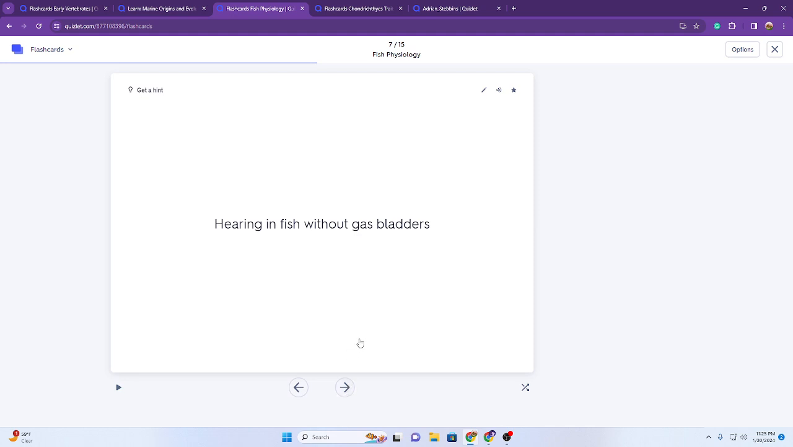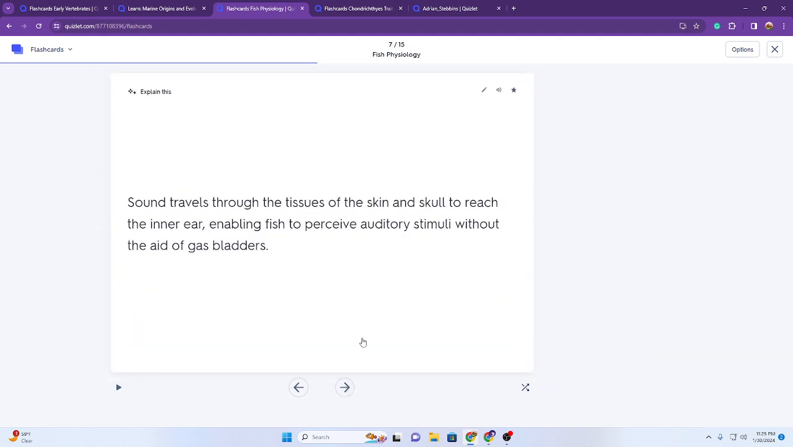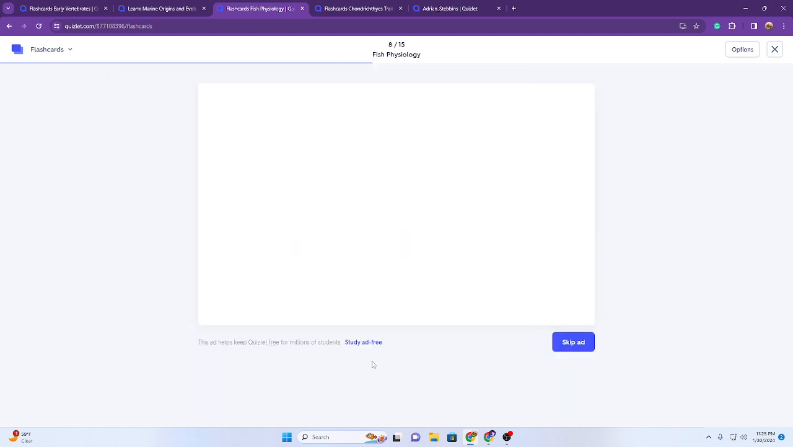Now, hearing in fish without gas bladders is interesting. Sound travels through the tissue of the skin and the skull to reach the inner ear, enabling the fish to perceive the auditory stimulation without the aid of gas bladders. So they just kind of feel it.